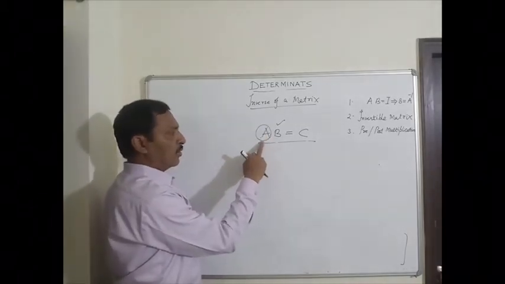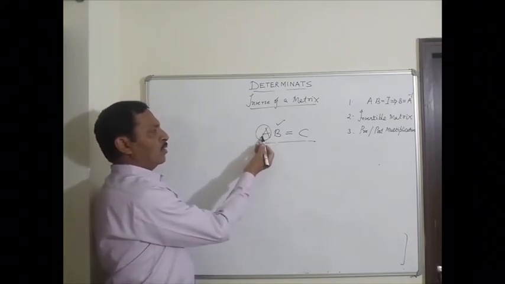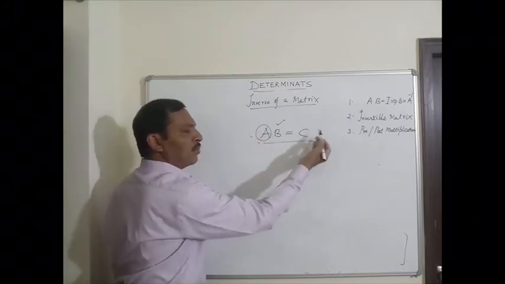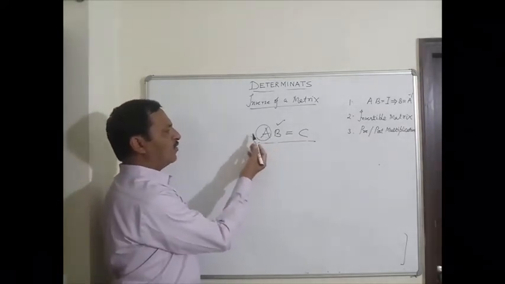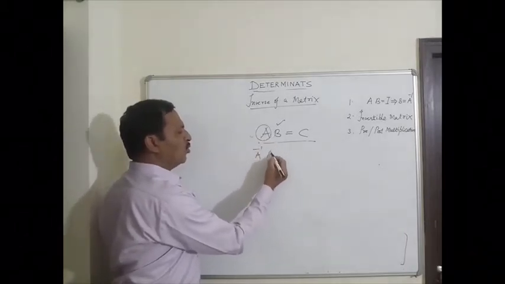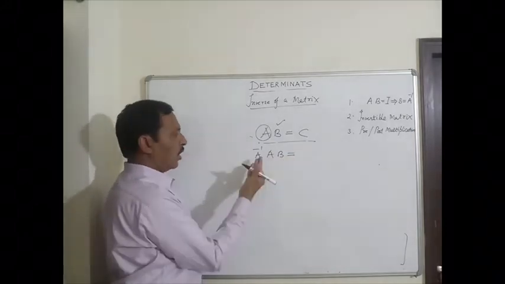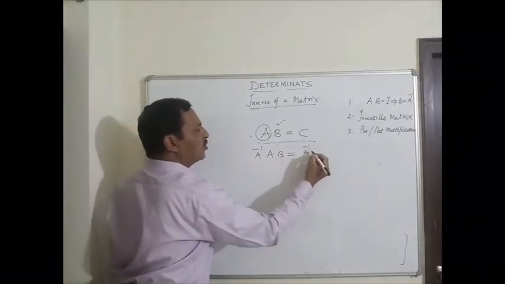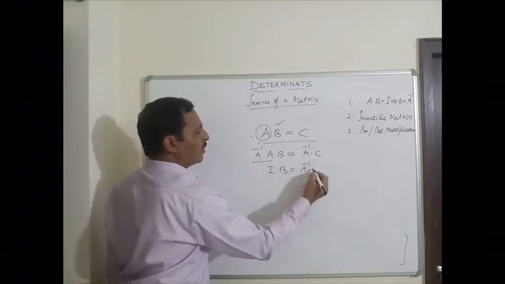Now the multiplication which is done before a matrix is pre-multiplication, and which is done after a matrix is post-multiplication. So I need to multiply by A inverse here. I cannot multiply in between the two. So it is A inverse into AB equals to, what do I do? A inverse on left or right? I did it here, pre-multiplication, so I'll do pre here also: A inverse into C. So I into B equals A inverse C.